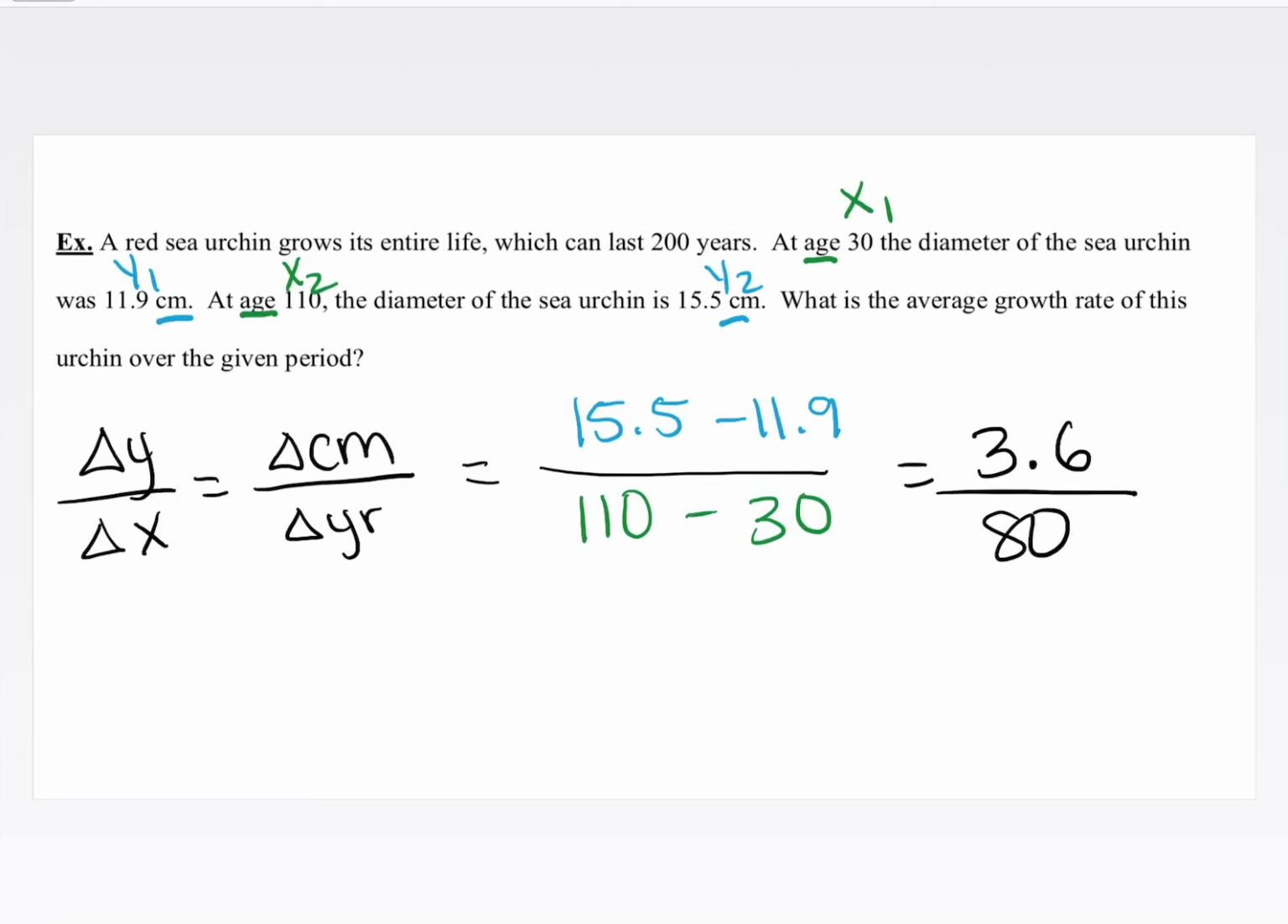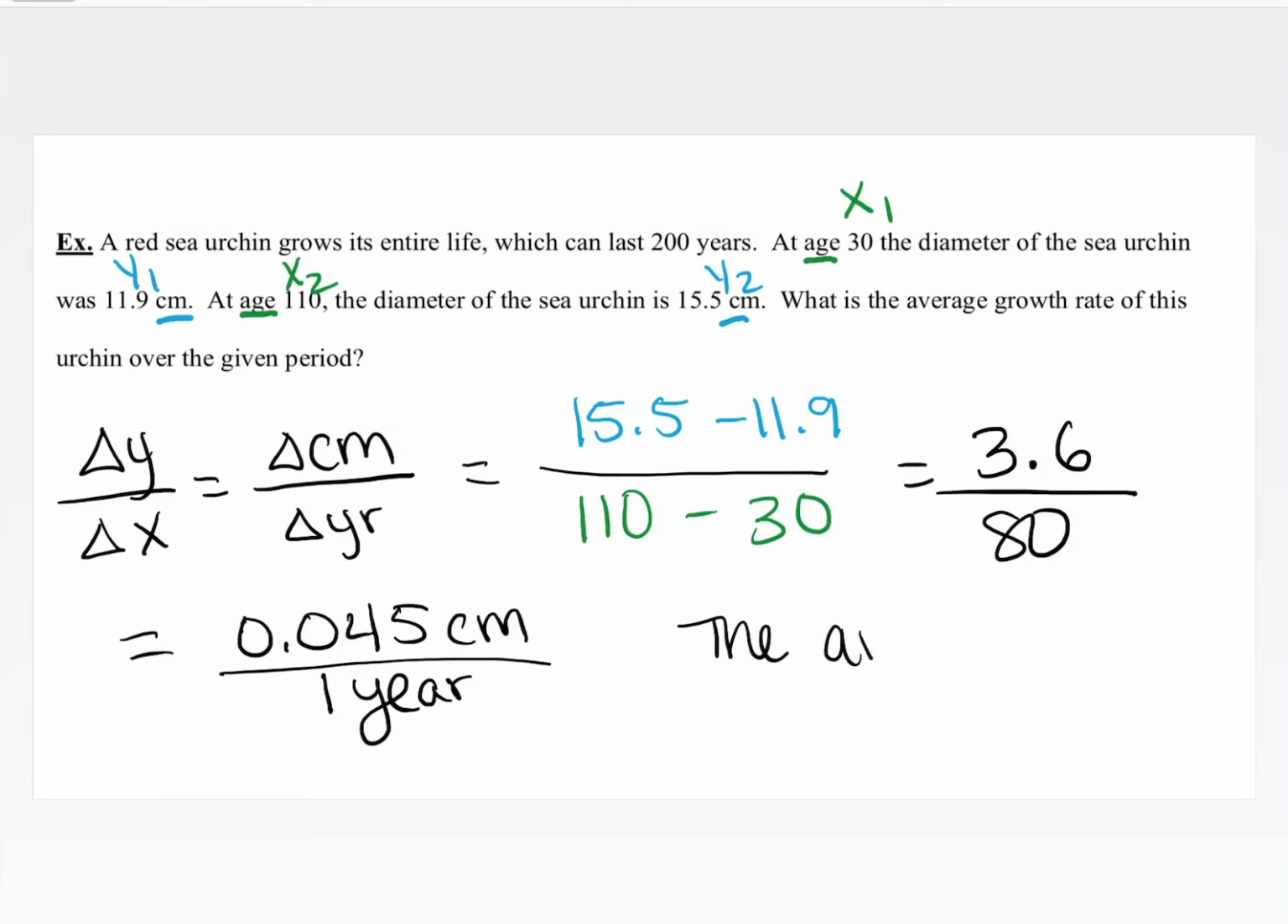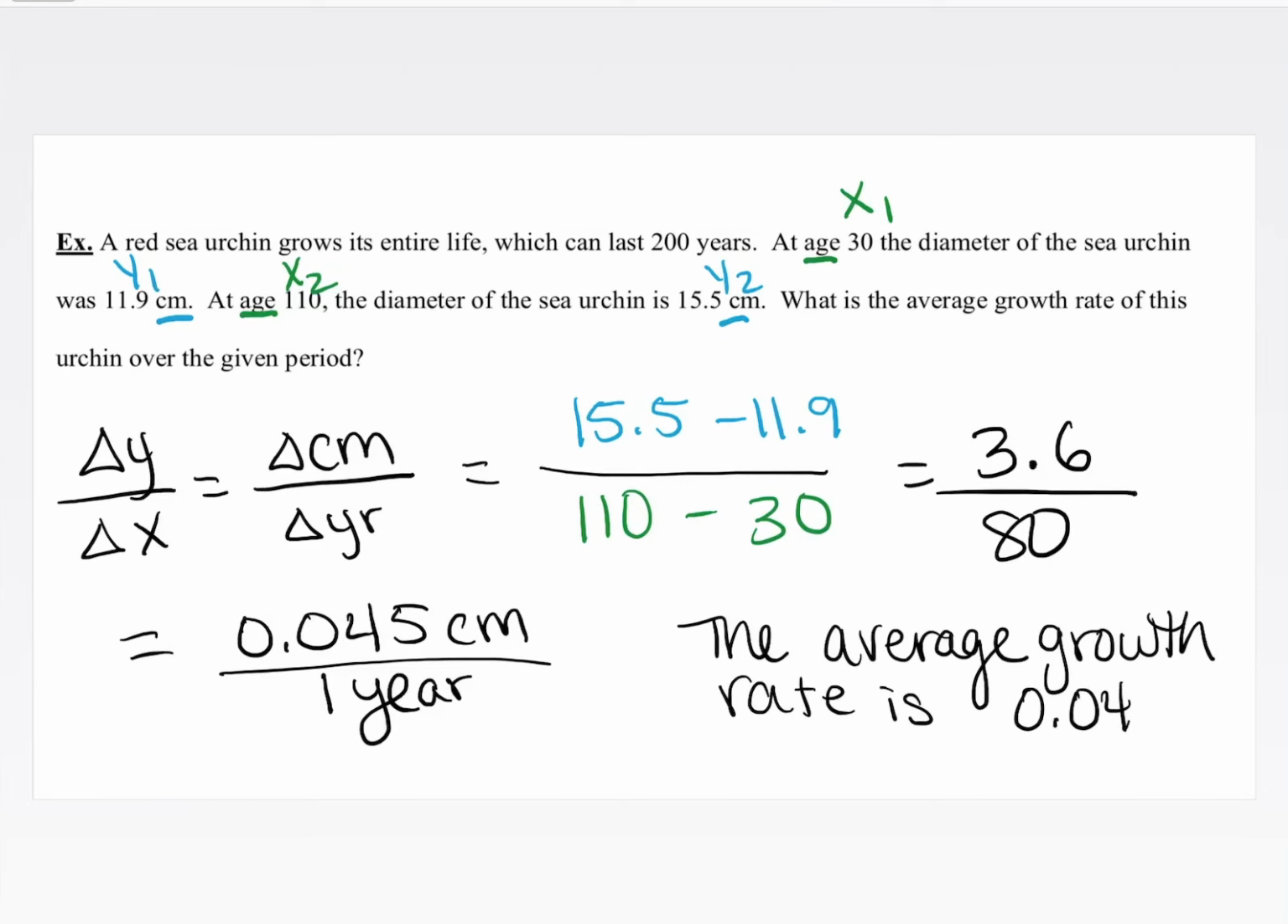So we can simplify this, and this gives us 0.045 centimeters per year. Now the division symbol is used to say per, so this is why we keep our units. And this is really per 1 year. But remember, 1 is a humble number, so it's not always written. So the final answer is the average growth rate is 0.045 centimeters per year.